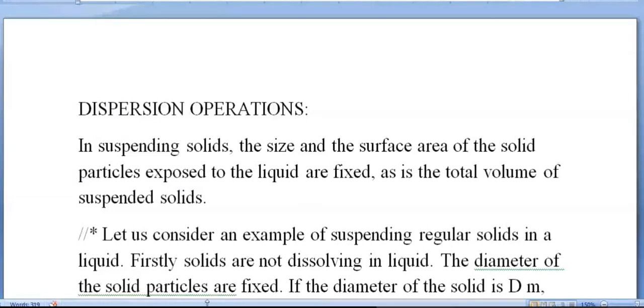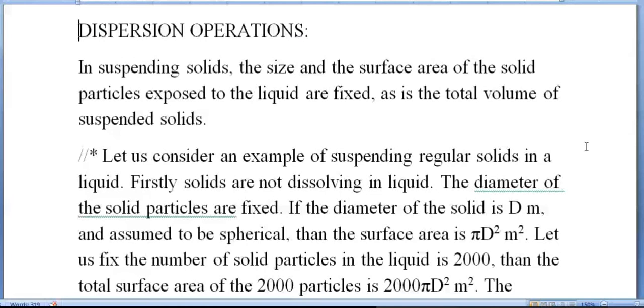So we'll have a quick revision of yesterday's class, and then we'll go to the remaining part of it to wind up this first part of our unit number 1. Now we'll be seeing a term called dispersion operation, where dispersion is a procedure of mixing one material in another one.